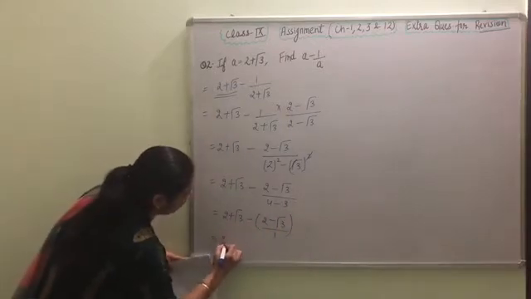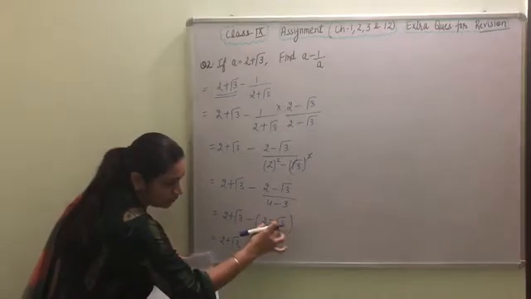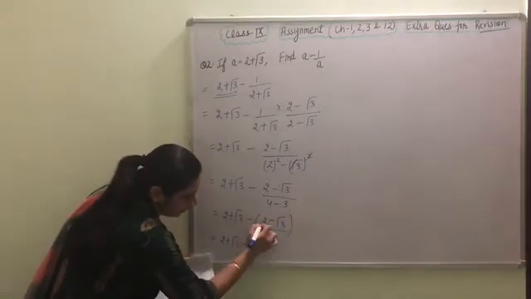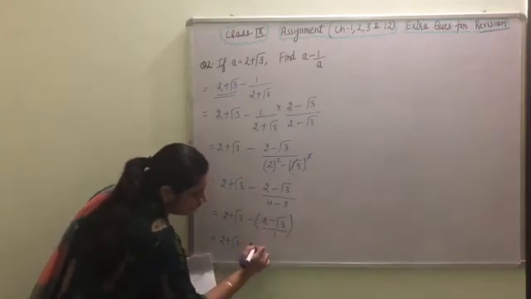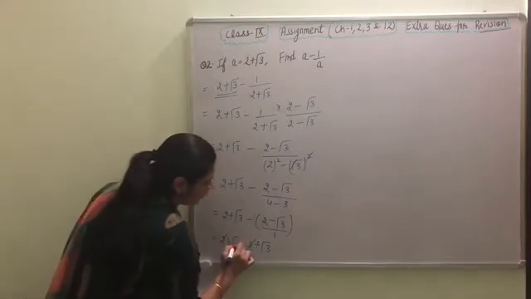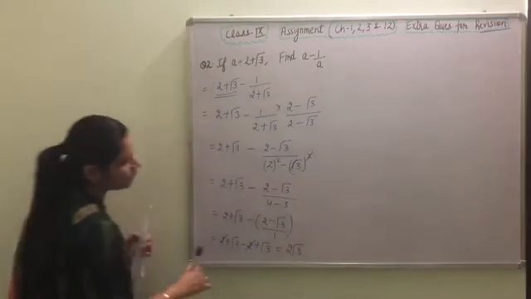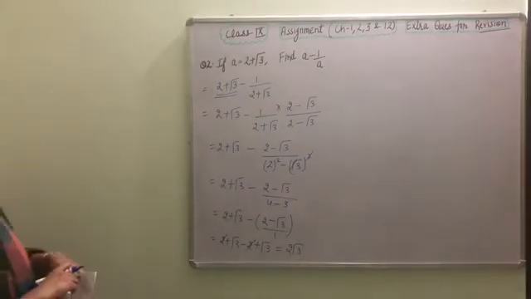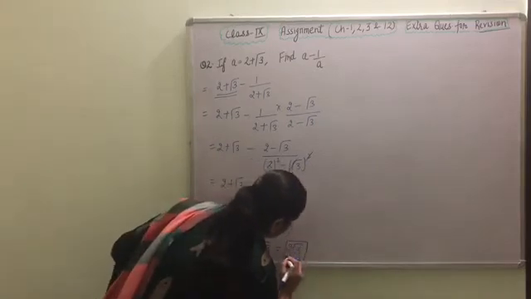Here when we open the bracket, when negative sign is there, these two signs will be changed. It will be changed, so it gives us minus 2, negative negative positive, plus root 3. This 2 and 2 will be cancelled, root 3 and root 3 make 2 root 3. So the answer is 2 root 3. Again I am explaining the question. So the final answer is 2 root 3.